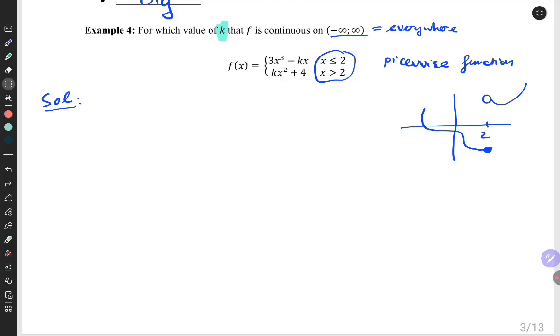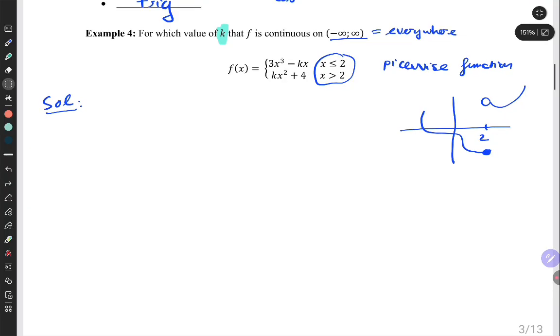But if you want to achieve that mathematically, you want to have the limit from the left equal the limit from the right of this function, right? So that is how we start the problem. Find the limit from the left, find the limit from the right. Make them equal each other.